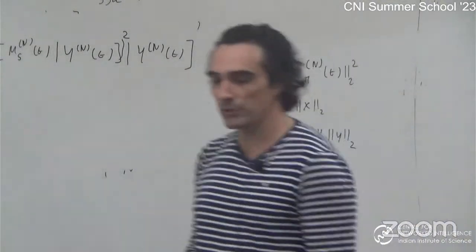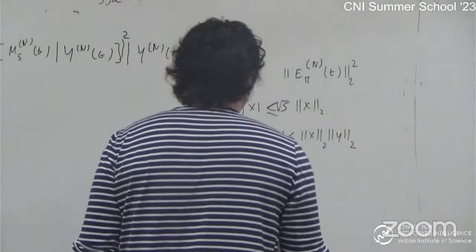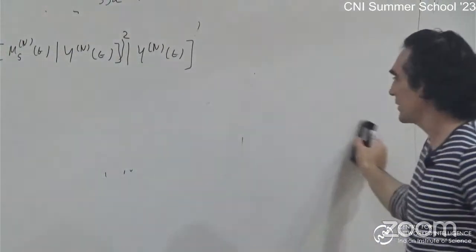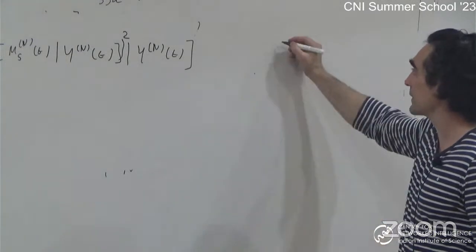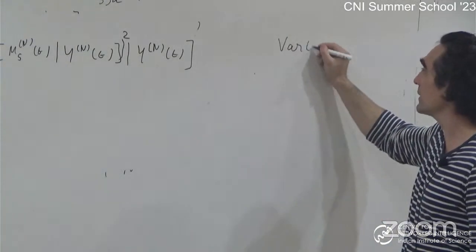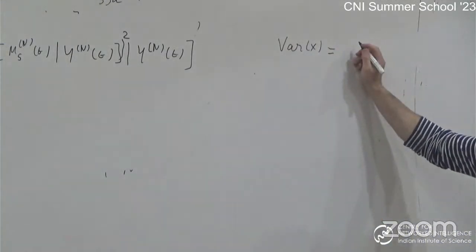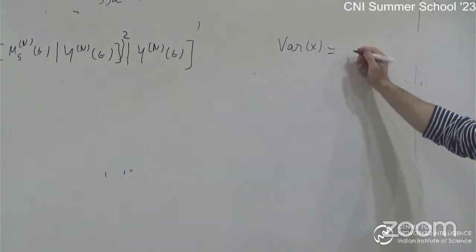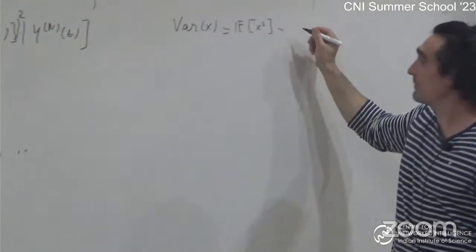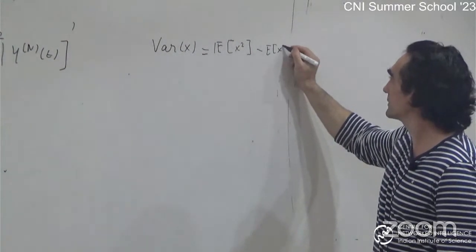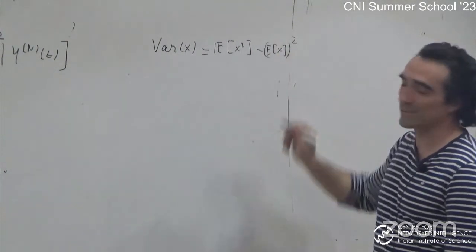So the first thing that you have to note: can someone recall for me the formula of the variance? Variance of X is equal to the expectation of what? Of X squared. Really good. So these things you have to know by heart.